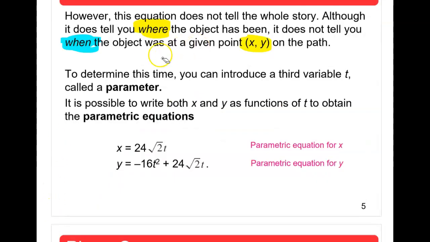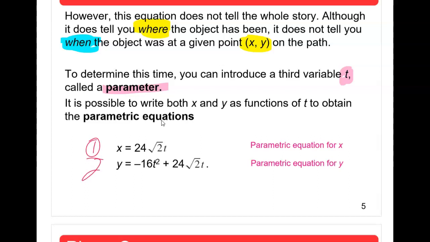So to determine the time, we're going to introduce the third variable, as we already discussed. We're going to use the variable t, the letter t, and that is what we will call the parameter. It is possible to write both x and y as functions of t to obtain the parametric equation. So here we have parametric equation 1 and parametric equation 2.